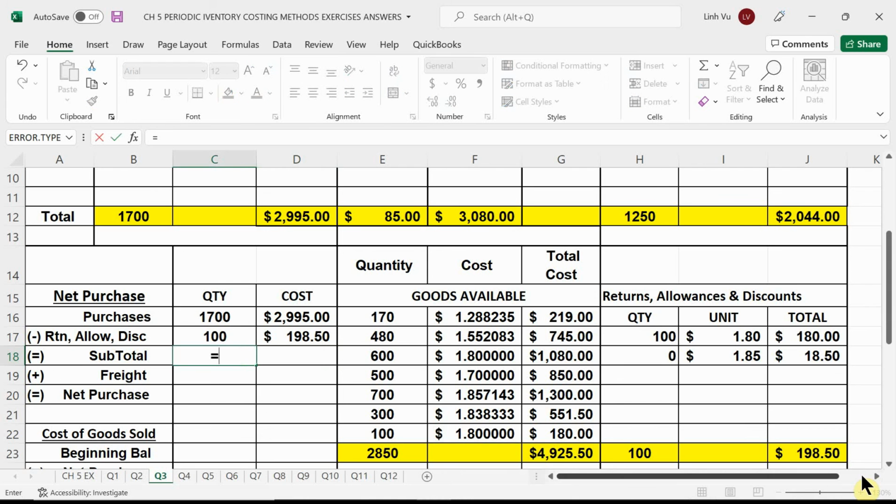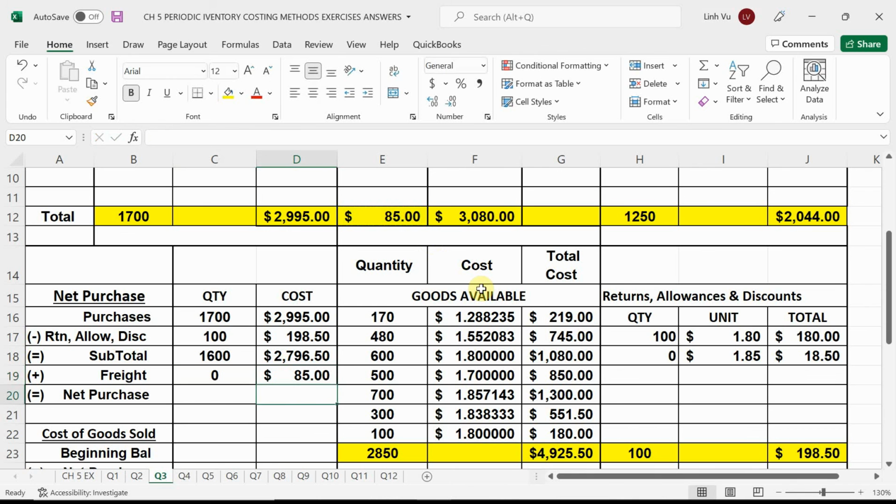I need to figure out what my total purchases is now. Okay? So 1,700 minus 100 gives you 1,600, right? 2,995 minus 198.50. How much is that? $2,796.50. Good. Freight adds nothing to quantity, but it does add to the total cost, right?